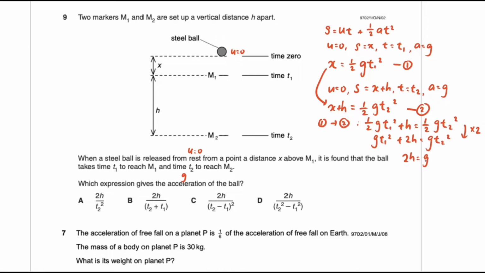So 2H equals GT2 square minus GT1 square. Factorize the G: T2 square minus T1 square. After that, divide 2H by T2 square minus T1 square, and then you get G. So we look at the answers, the choices, and you will realize that it is D.